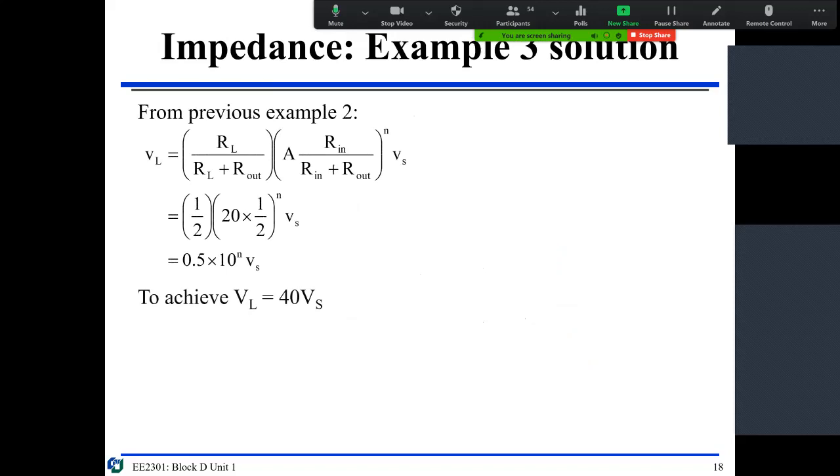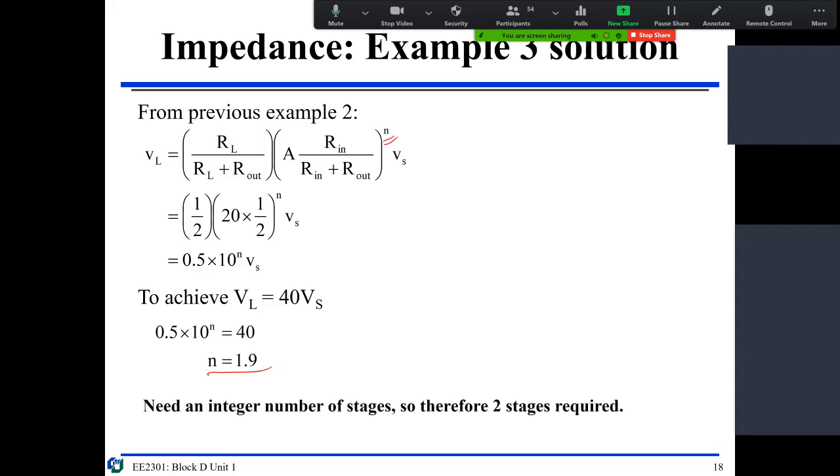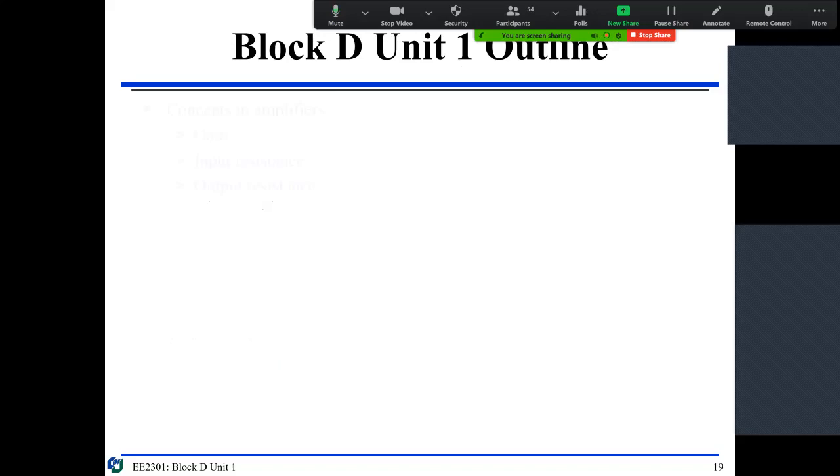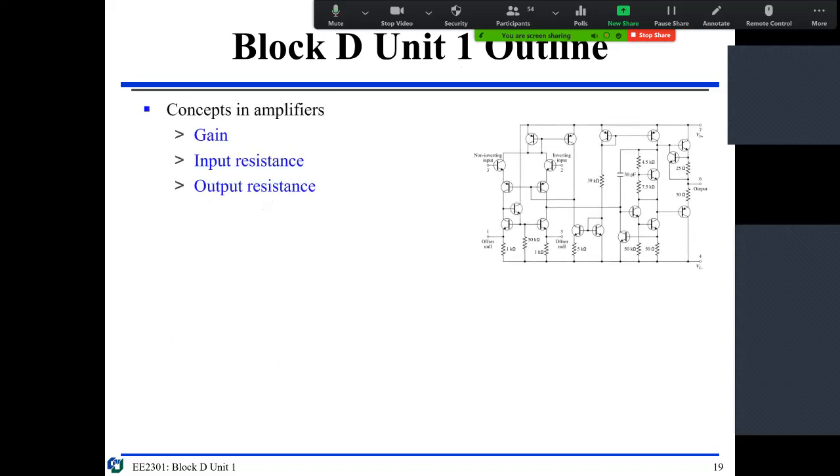So then you have n. Okay, how many stages? So then you solve n is 1.9, so you need 2 stages. Okay, so this type of question is trivial. Just to hint you that in amplifiers, the input impedance and output impedance need to be taken into consideration when you do a multi-stage.